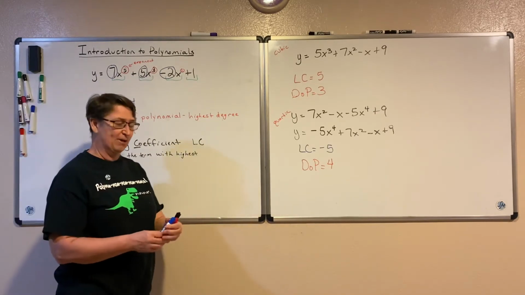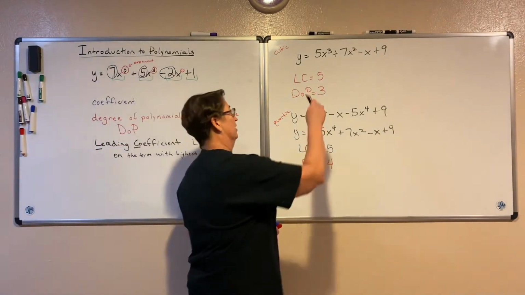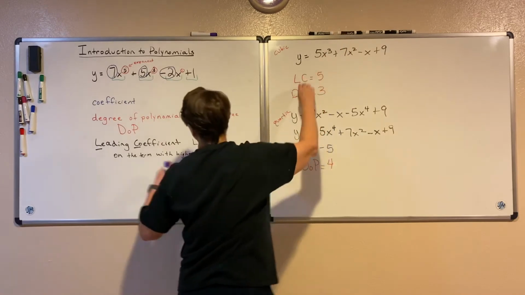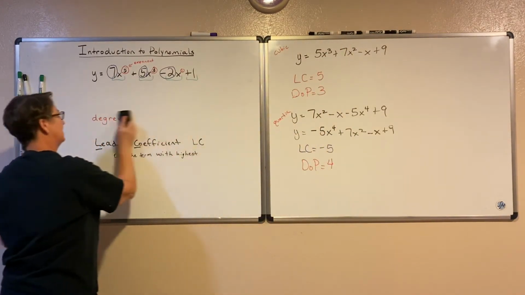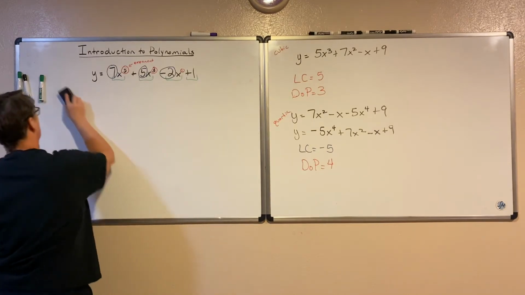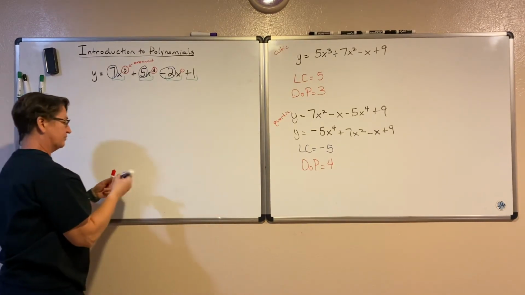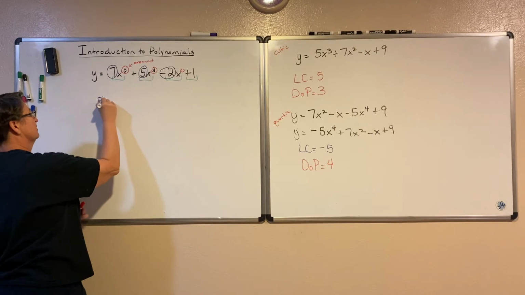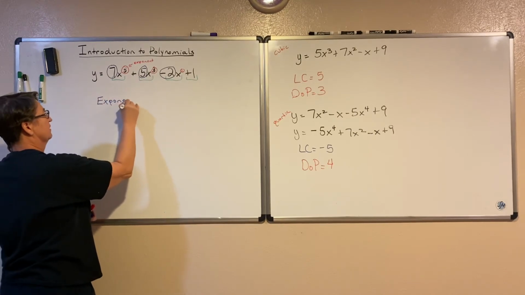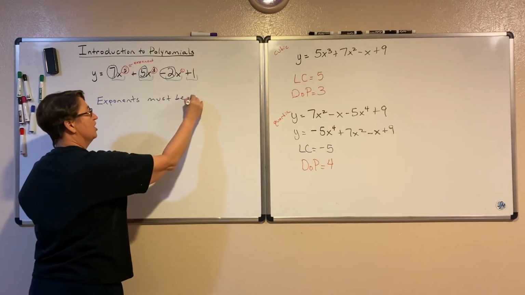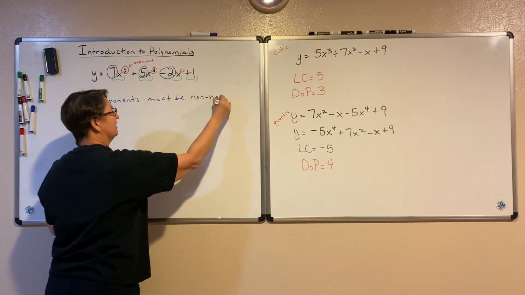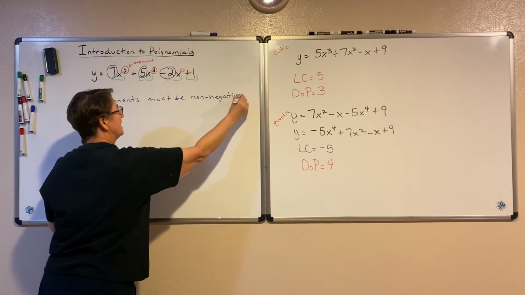Now I keep talking about a polynomial, but what is a polynomial? Well, there's a few things that make up a polynomial, a few things it has to be in order for it to be a polynomial. First of all, the exponents must be non-negative integers.